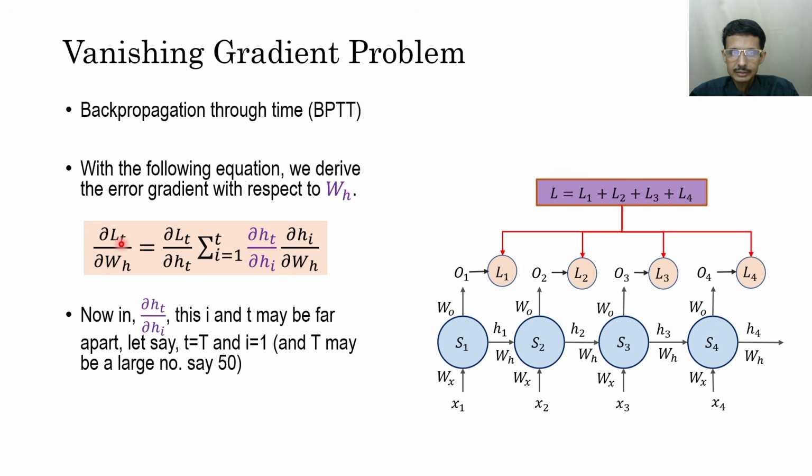So what was the equation? Del of L_t. And what is L_t? Now this is a 4-node network, so t is 1, 2, 3, 4. So i equal to 1 to t means t is equal to 4. So we want del of L_t by del of WH, because this is the error at this time step. What we are going to find out is the error gradient here.